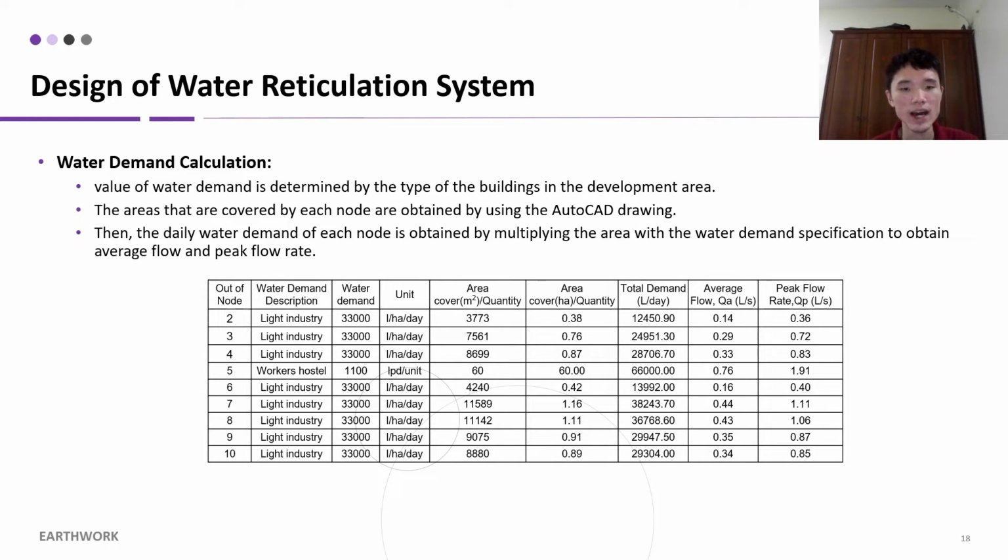The areas that are covered by each node are obtained by using the AutoCAD drawing. Then, the daily water demand of each node is obtained by multiplying the area with the water demand specification to obtain average flow and peak flow rate. The total demand is obtained from table 4.1. The peak flow is calculated by multiplying the average flow with 2.5 for urban area.